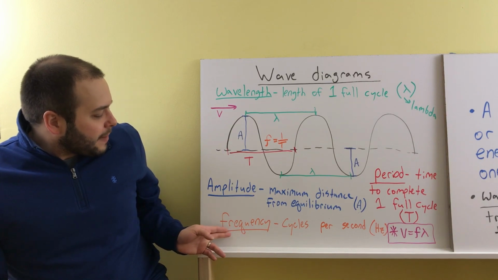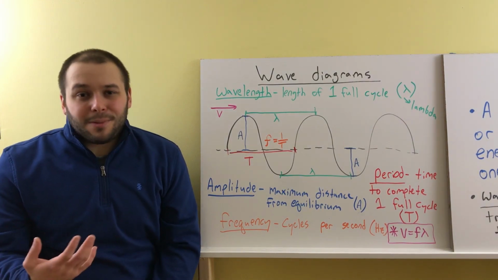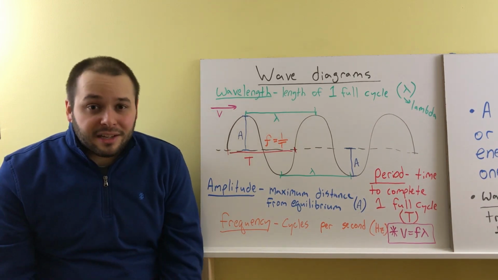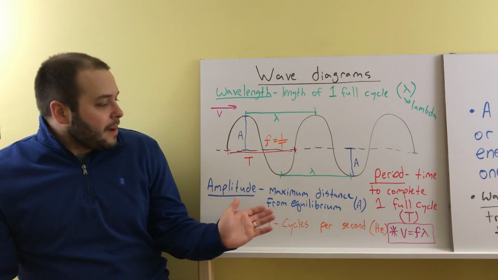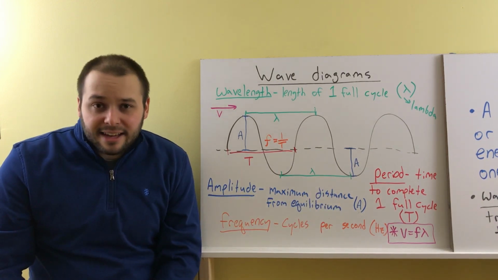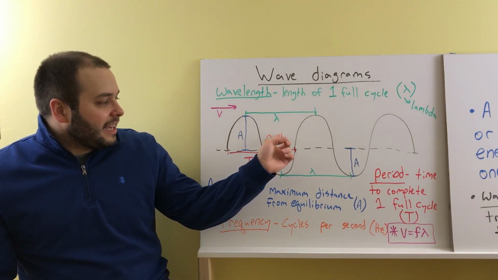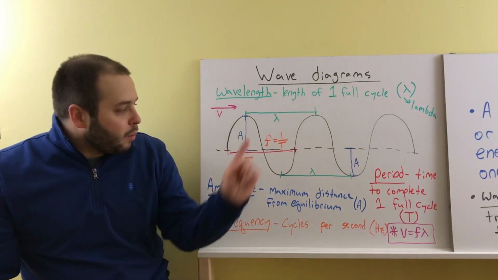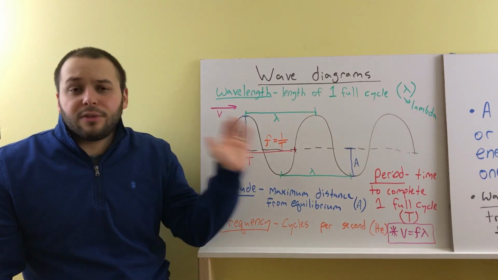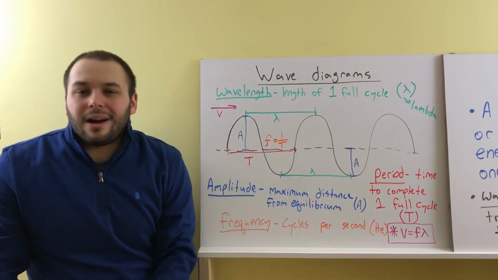Now, last but not least, my last descriptor here is what we call our frequency. Now, frequency is just what you'd think, literally what a frequency is: how often something occurs. The way we describe it in terms of our waves is how many cycles you complete in 1 second. So frequency can be found by taking the inverse of your period, or putting 1 over the time it takes to complete one full cycle, which will get you your frequency. Now, frequency is measured in units of hertz, or Hz.